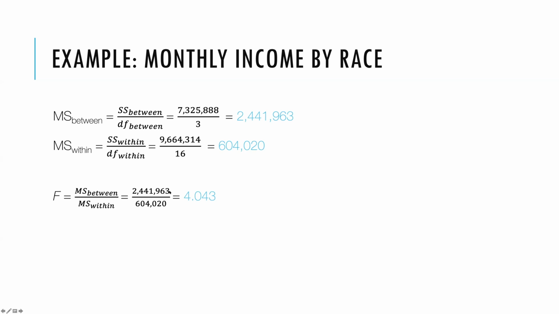Now that's going to be our F obtained value of 4.043. What do we do with that F obtained value now? We look in the appendix, it tells us our critical value. We say, okay, is it greater than our critical value or less than?